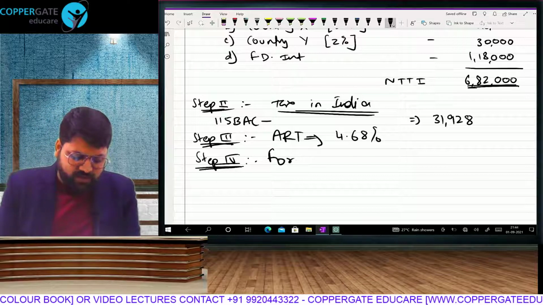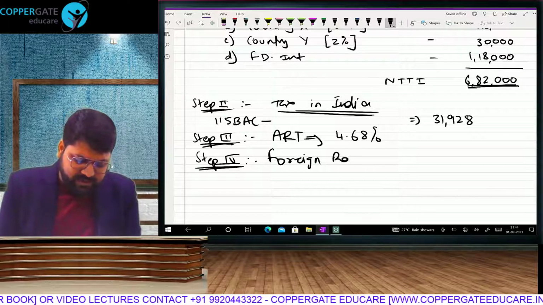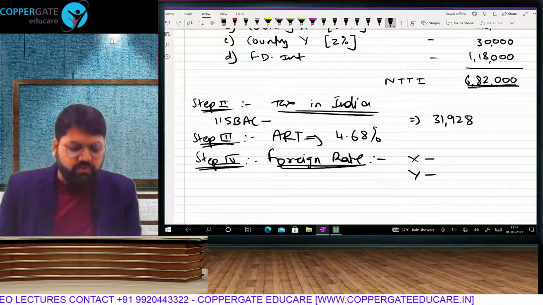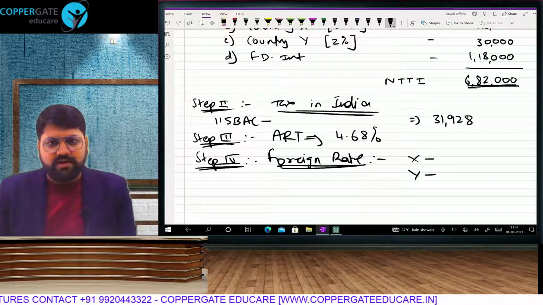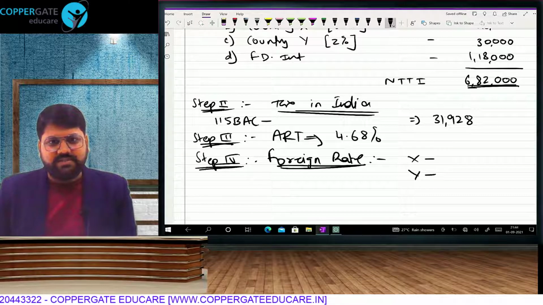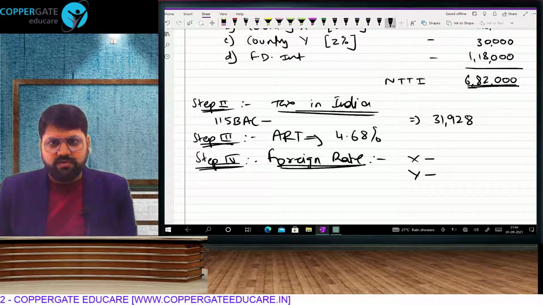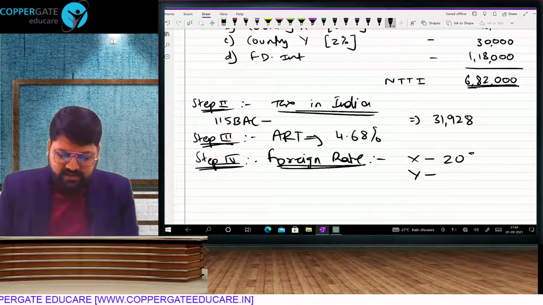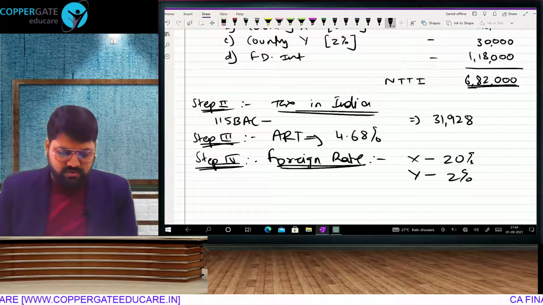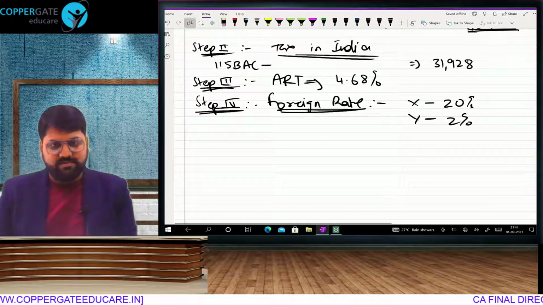Just write down the foreign rate, because we will need it for comparison. And just because you have 2 foreign countries instead of 1, you don't have to be afraid. Just because it is 2 countries, you can't be scared or afraid. You have to write both. What is the rate in country X and country Y respectively? And we have already written that. Correct or no? Next step, you tell me.